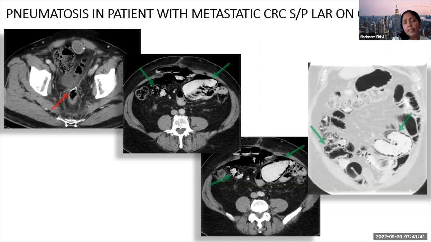But on perusing his scan, he didn't actually have any features of ischemia, namely bowel wall thickening or portal venous gas. So I ended up calling the referring oncologist. He contacted the patient. He was apparently asymptomatic. So it was elected that the patient just get a routine follow-up, and on a subsequent scan, the pneumatosis had decreased in volume and subsequently resolved.